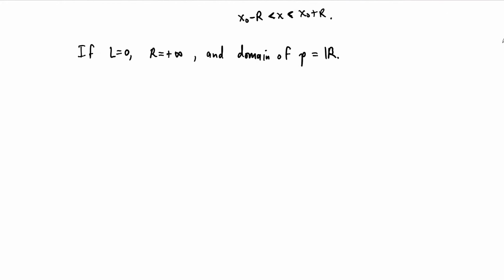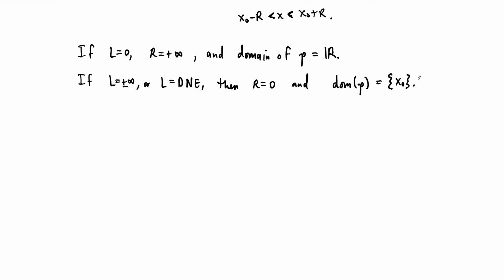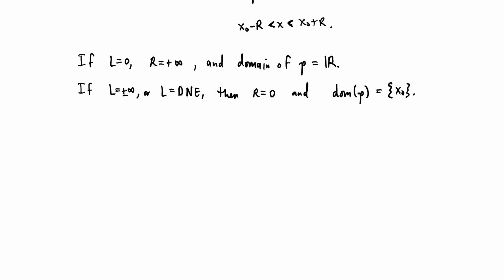And so if L equals infinity, or even if it just doesn't exist for some other reason, then we say that R is equal to 0, and the domain of our power series function P is equal to simply that one point x naught. Okay? And so it's actually not really much of a function at all, because there's only one point in its domain, and if you try to leave that point at all, try to vary even the tiniest bit in either direction, your series will diverge.